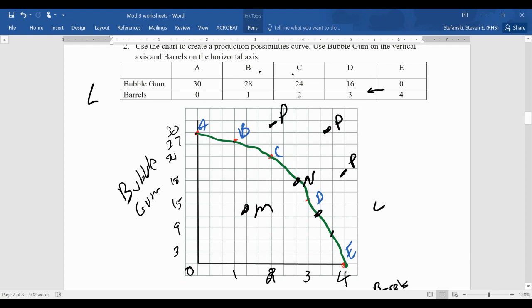Then it goes from C all the way to A. So let's think from C to A. I'm going from 24 bubble gums to 30 bubble gums. How many barrels did I have to give up? I had to give up 2 barrels.